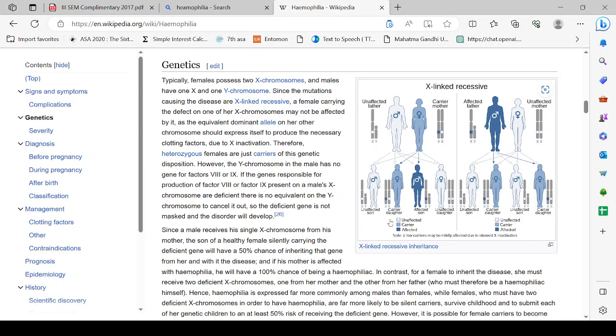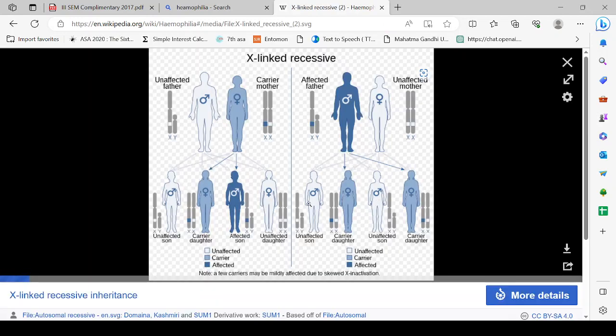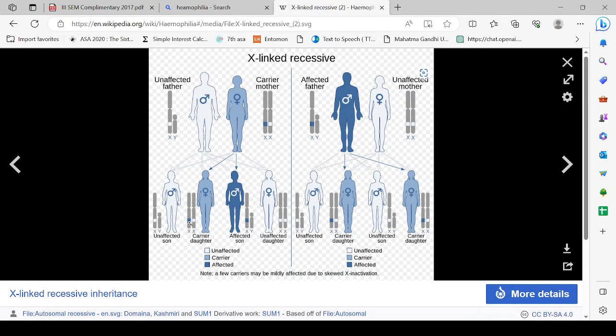Now the second one is a carrier daughter. A carrier daughter means she has one copy of a normal X chromosome and another copy with a hemophilia gene. This blue line here shows that it is a hemophilia gene. I will enlarge this picture. Here you can see that this is the normal gene and this is the affected gene. This is the daughter, and the daughter is carrying two X chromosomes. One is a normal X chromosome, the other is a carrier X chromosome.